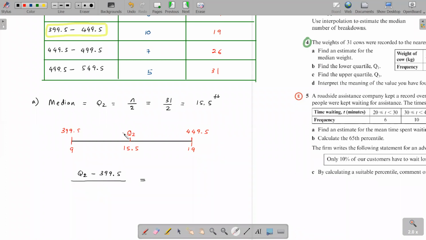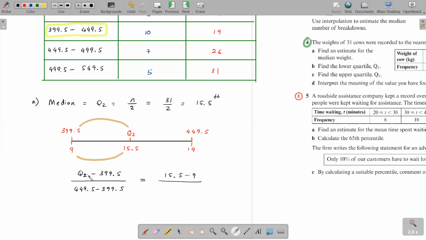I'm going to take Q2 minus 399.5, this gap, and I'll take the larger gap at the top. First let's take the top numbers and take the gaps at the top. Q2 minus 399.5 is the gap over here, and then 449.5 minus 399.5 is the gap over here, right? So these two gaps, the gap ratio must be equal to what? On the other side at the bottom, look at this. At the top you took Q2 minus 399.5, so on the other side of the equal mark, take the corresponding gap ratio. This should be equal to 15.5 minus 9.